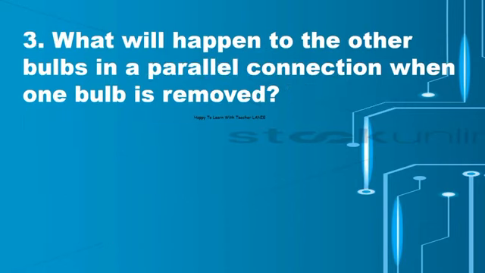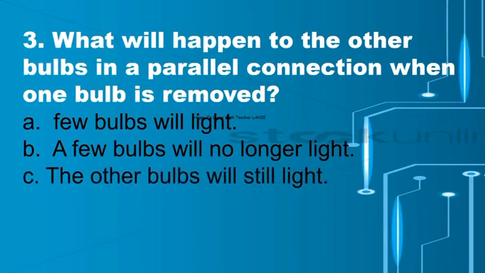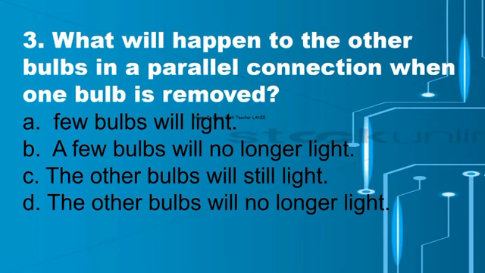Number 3. What will happen to the other bulbs in a parallel connection when one bulb is removed? A. Few bulbs will light. B. A few bulbs will no longer light. C. The other bulbs will still light. D. The other bulbs will no longer light.